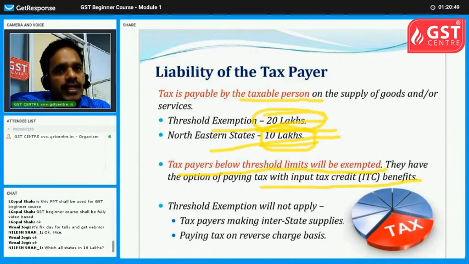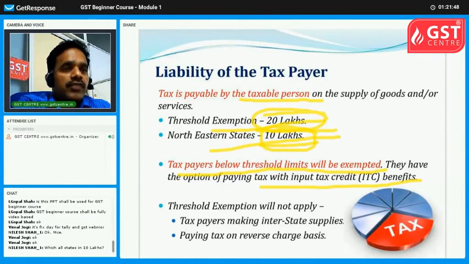Means if the taxpayers are below these levels, 20 lakhs or 10 lakhs, if a person is in Tripura or Arunachal Pradesh or Assam, Meghalaya, Manipur, whatever it may be, and his turnover is below 10 lakhs, say only 8 or 9 lakhs, but he wishes to register under the GST system, he can do so. He can register and collect and pay tax. And for other states like Maharashtra, Tamil Nadu, West Bengal, Kerala, Andhra Pradesh, Telangana, if the person has below 20 lakhs turnover and wishes to register, they can do so. They can collect tax and pay it to the government. And the main benefit of registering under the GST system is availing input tax credit.